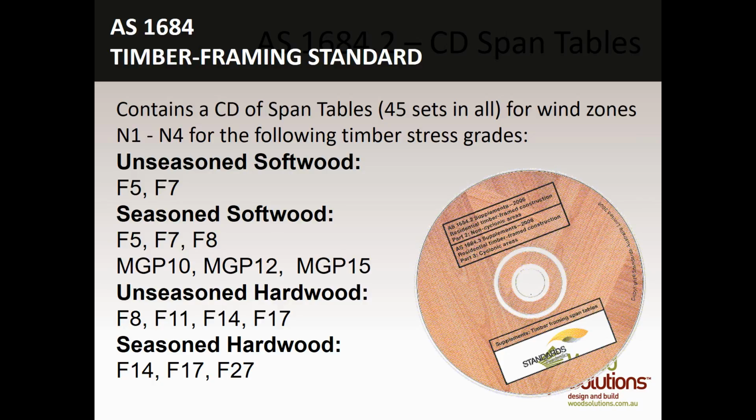And then you probably want to have F17 and F27 hardwood span tables as well. They will relate to your tile battens. Typically you'll use hardwood battens for tiling, or you'll specify hardwoods for larger spans where you want smaller members associated. So they're the typical ones you want. But if you can grab the whole lot, grab the whole lot.